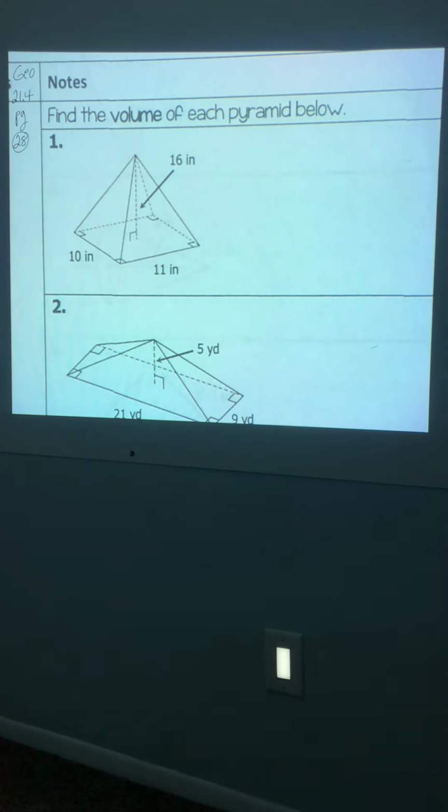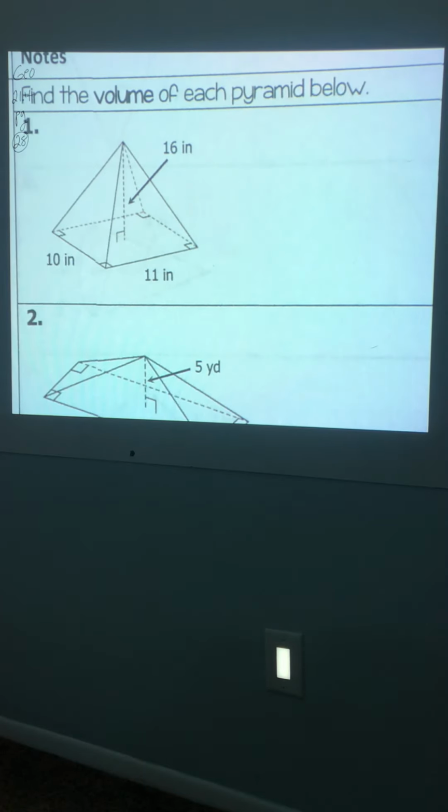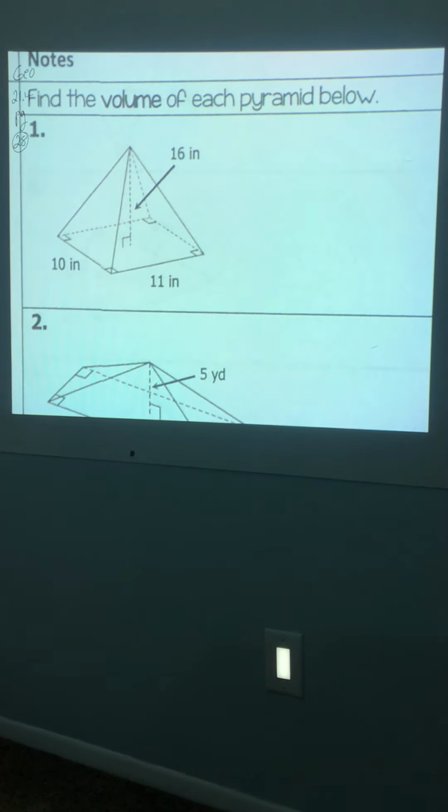Alright, so here we go. I'm going to start with problem 1. It says find the volume of this pyramid right here. Let me zoom in just a little bit so all you see is that beautiful drawing. And I'll move 2 out of the way.